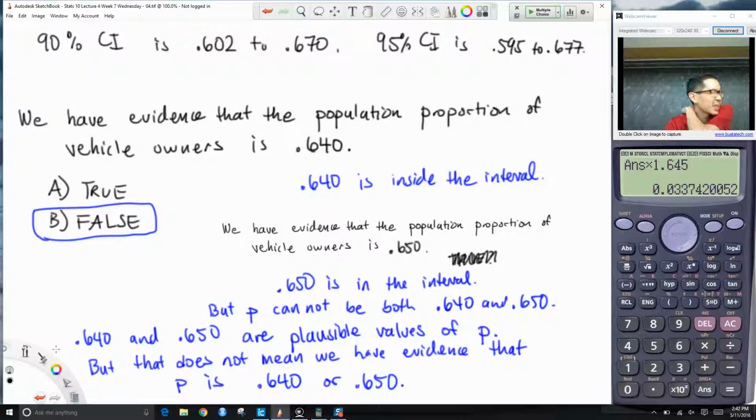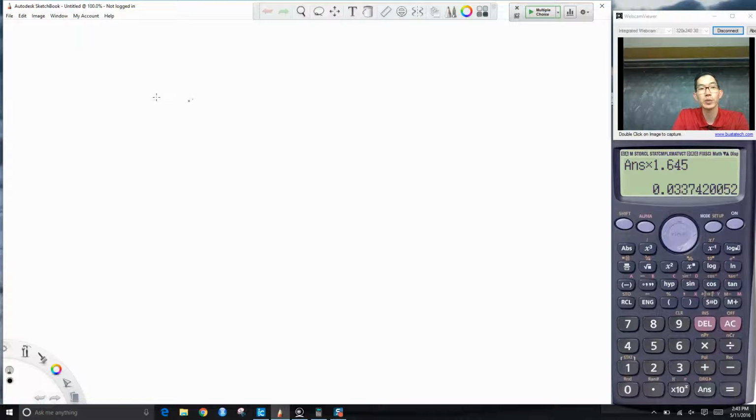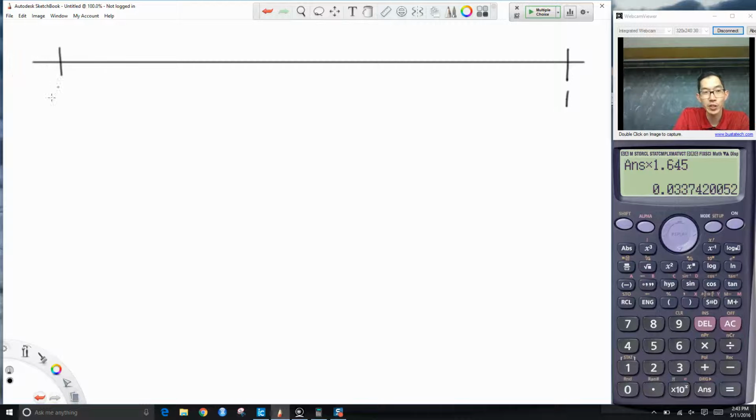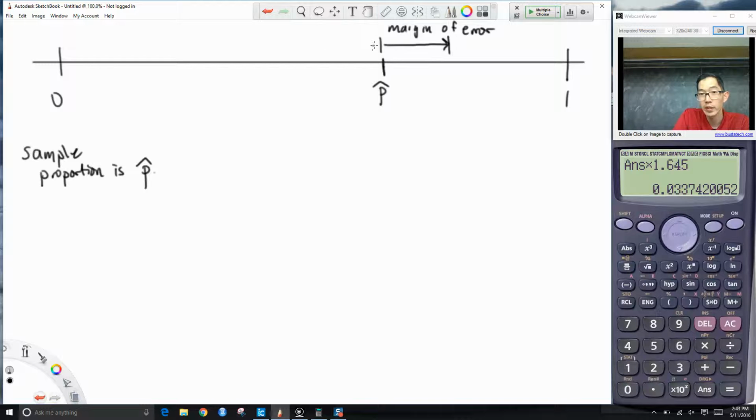So let me flip to the next slide here. Okay, so you can imagine some number line. The population proportion is somewhere between 0 and 1. We observe a sample, and where you observe the sample, that is p hat. So your observed sample proportion is p hat. Then you create a confidence interval. You go up, this is called the margin of error, and you go down the same amount.